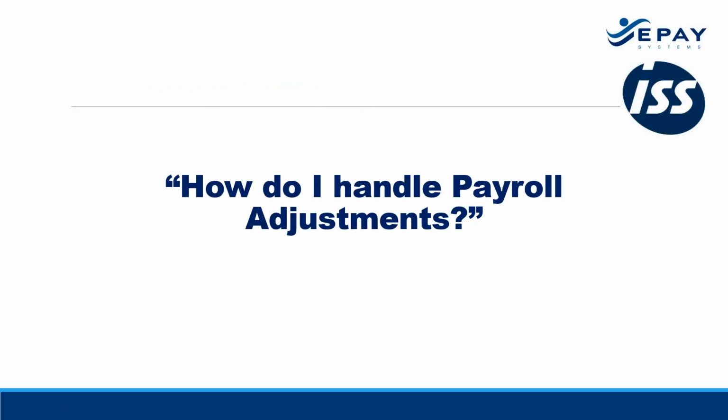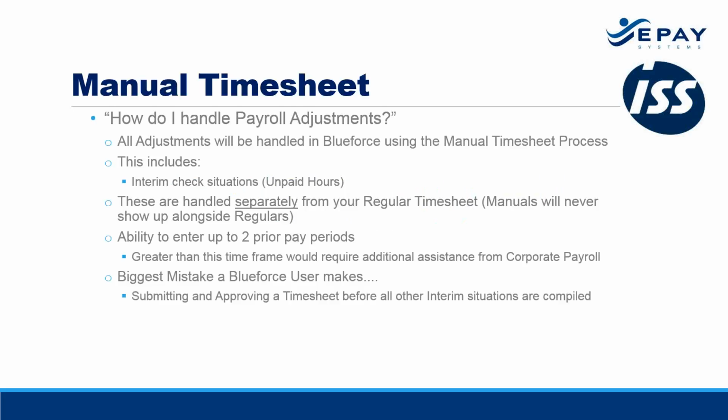We've talked about what I can do to check items before payroll, but what happens if I still miss an employee, or what happens if I don't pay an employee quite the amount that I'm supposed to be paying them? Well, any situation like this is handled only through a manual timesheet. And a manual timesheet is not the same as your regular timesheet. So one of the key things to keep in mind is all adjustments have to be handled in Blueforce via this manual timesheet process. Do not call corporate payroll.